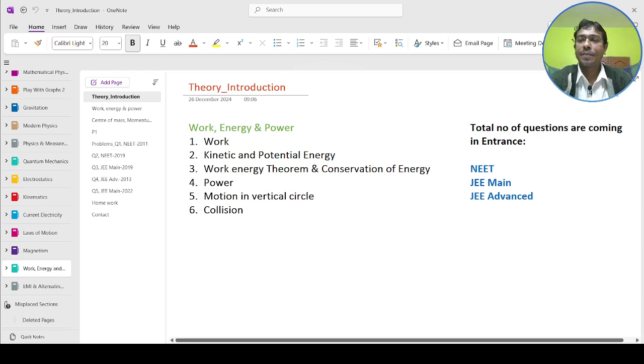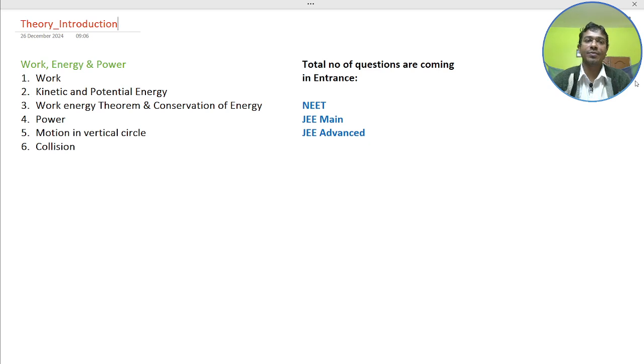We had discussed magnetism from class 12 in our previous lecture, and today we will discuss work, energy and power from class 11. We will cover the topics work, kinetic and potential energy, work energy theorem, conservation of energy, power, motion in vertical circle, and collision.